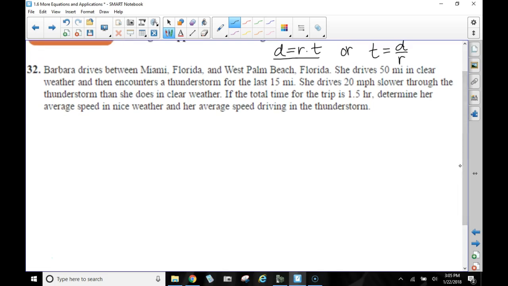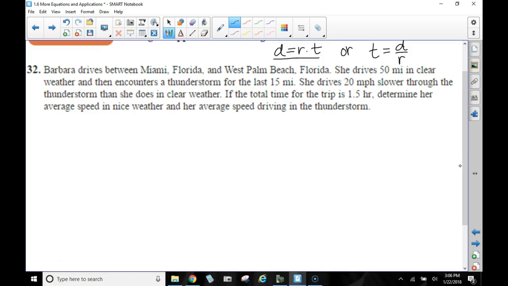Barbara drives between Miami, Florida and West Palm Beach, Florida. She drives 50 miles in clear weather and then encounters a thunderstorm for the last 15 miles. She drives 20 miles per hour slower through the thunderstorm than she does in clear weather. Probably a good idea to slow down. If the total time for the trip is 1.5 hours, determine her average speed.